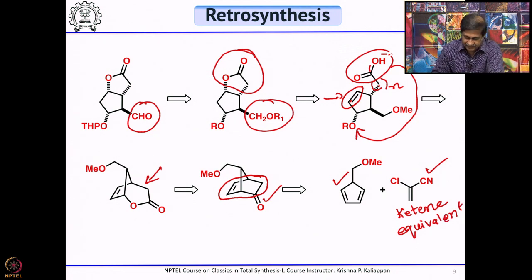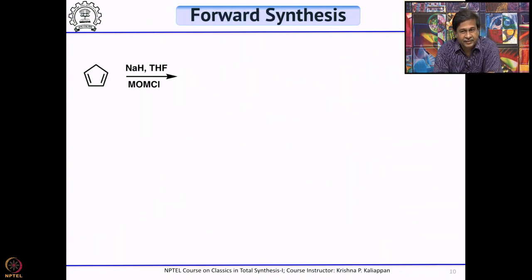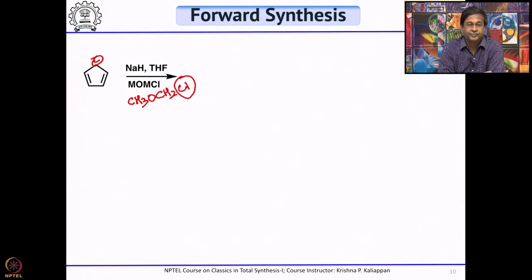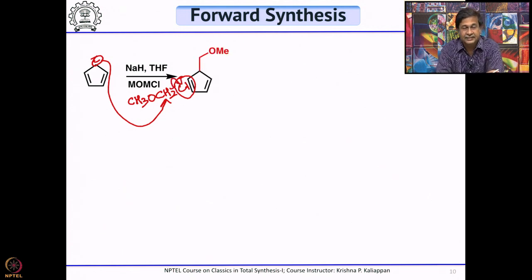Okay. Now, let us see the synthesis. So, for the synthesis, first he started from cyclopentadiene. Okay. Cyclopentadiene, and when you treat it with sodium hydride, you know it can generate anion. Then cyclopentadiene anion is aromatic, isn't it? So, you can easily generate anion. Now, quench with methoxymethyl chloride, that is CH3OCH2Cl. So, this is the leaving group. Okay. Then this will attack here and your chloride goes. Once the chloride goes, what you get is CH2OMe.